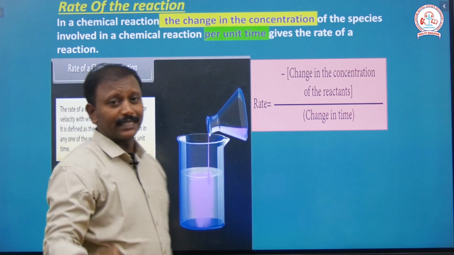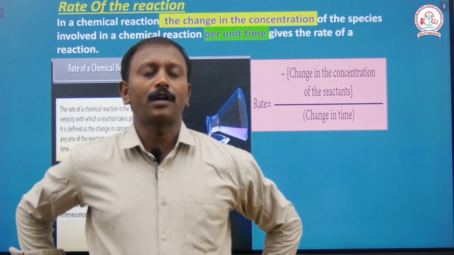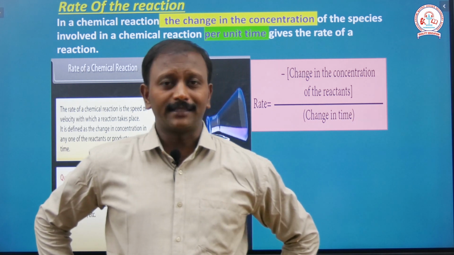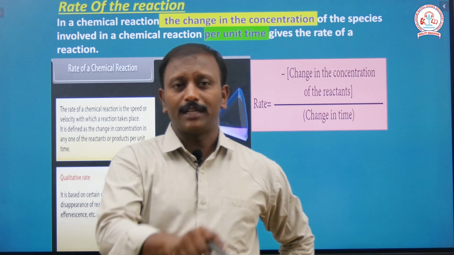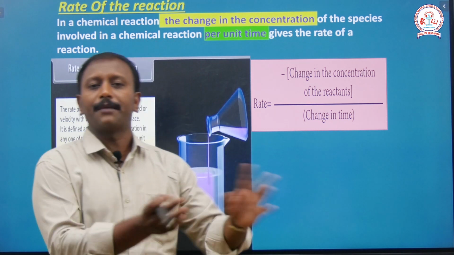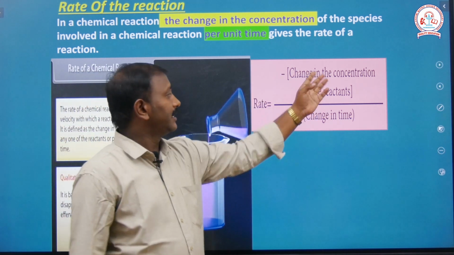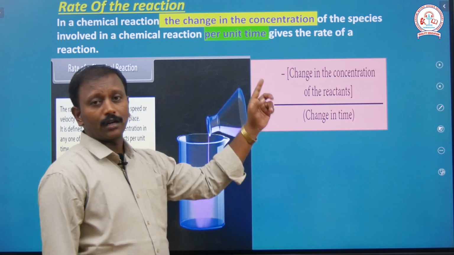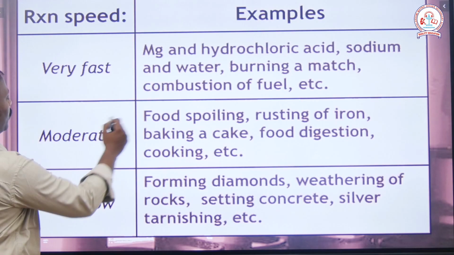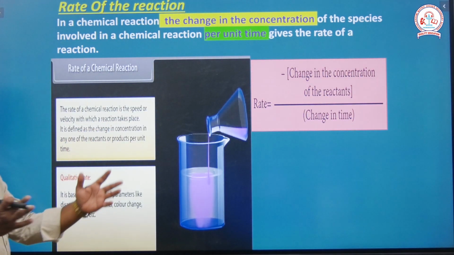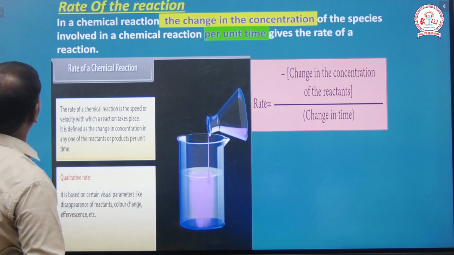Simply we say, if we see in physics, how do we find out the velocity? Velocity means displacement by time. The rate of change of displacement with time is called velocity. In the same way, in a chemical reaction, the change in the concentration with respect to time is called the rate of the chemical reaction. The rate of the chemical reaction, speed or velocity, we correlate with that velocity in nature. So the rate of the chemical reaction.